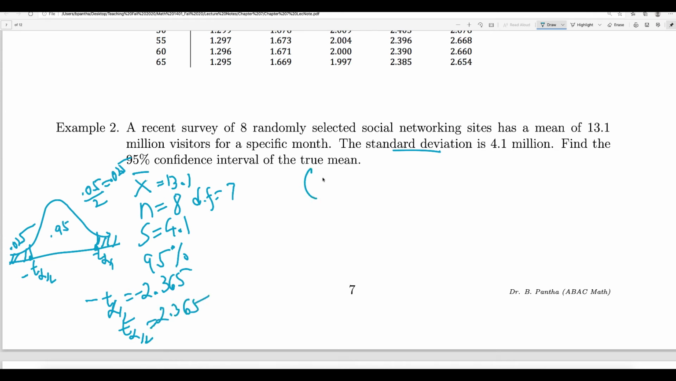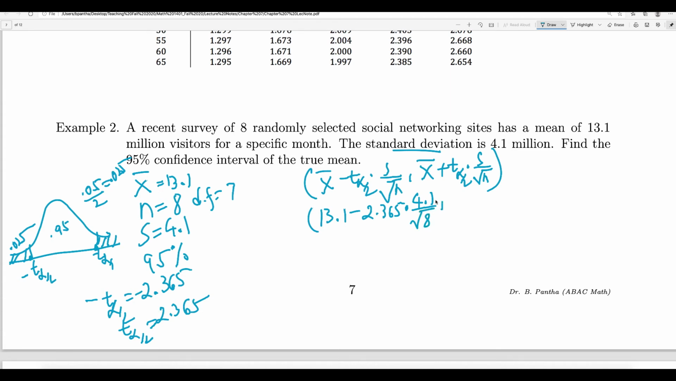Now we use the formula. X bar minus T alpha half times S over root N, and similarly, X bar plus T alpha half times S over root N. This is what you get. So X bar is 13.1, comma, T alpha half is minus 2.365 times S, which is 4.1, over root 8, N is 8. And then do the same thing with plus: X bar, that is 13.1.